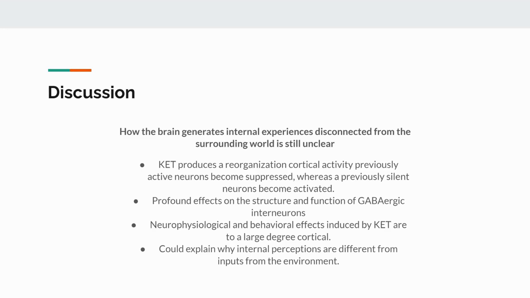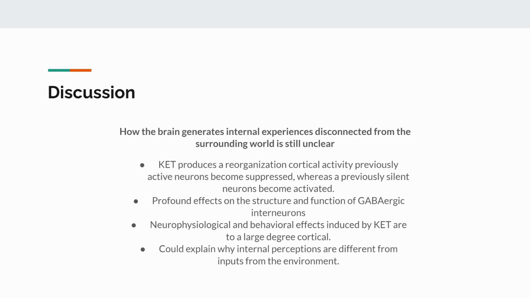How the brain generates internal experiences disconnected from the surrounding world is still unclear. Doses of ketamine do cause a substantial reorganization of spontaneous neocortical activity, where previously active neurons become preferentially suppressed and a subset of previously silent neurons become activated. While this information still only gives us a novel understanding of the circuitry inducing these non-ordinary states of consciousness, it may explain how ketamine can disconnect sensory cues from cognitive processing.